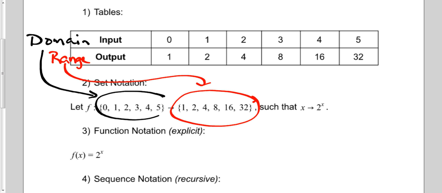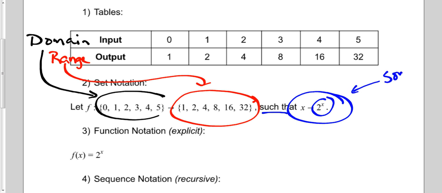And then there's another little bit, and sometimes you'll see this and sometimes you won't. You'll see the such that x goes to 2 to the x power. Sometimes you'll get a rule that defines how to set the domain to the range. That's a second way to express a function.